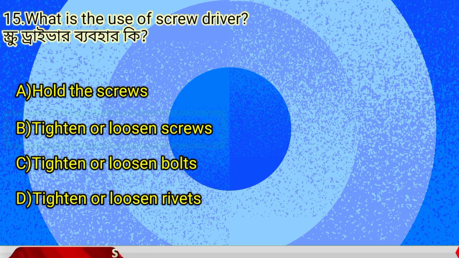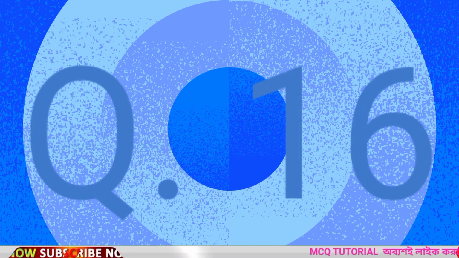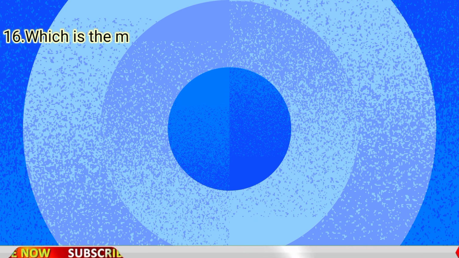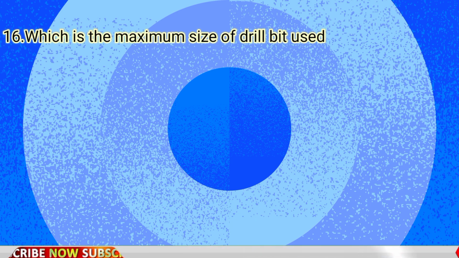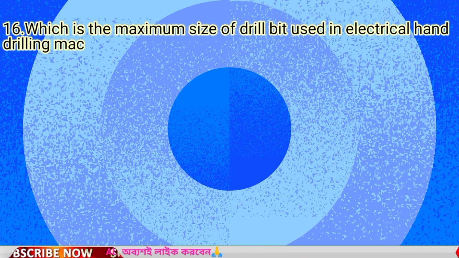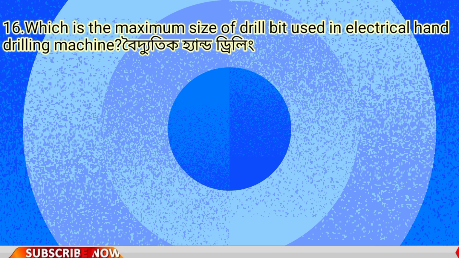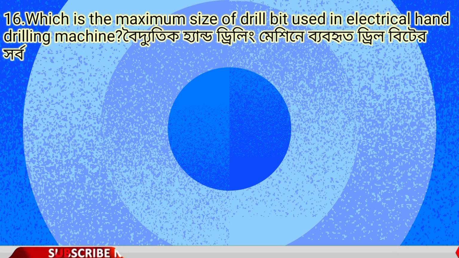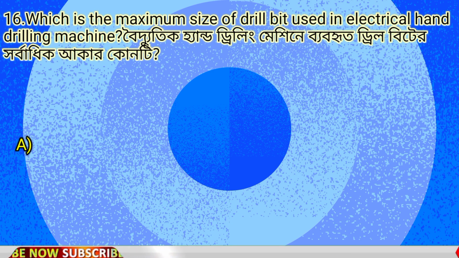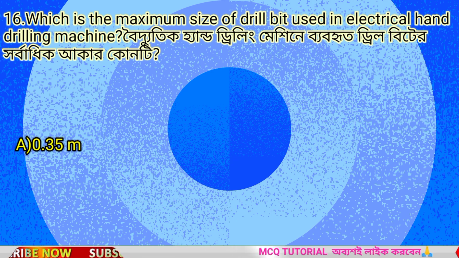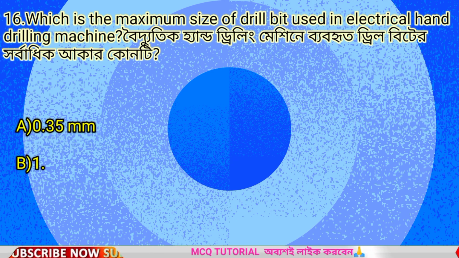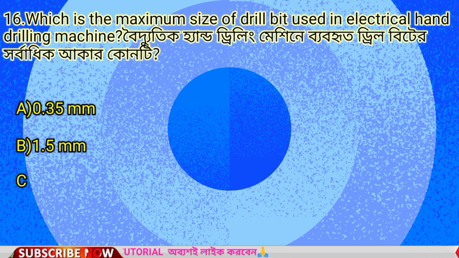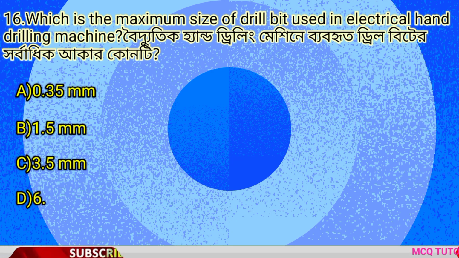The answer will be option B, tighten or loosen screw. Which is the maximum size of drill bit in electrical hand drilling machine? Option A, 0.35 mm. Option B, 1.5 mm. Option C, 3.5 mm. Option D, 6.5 mm.